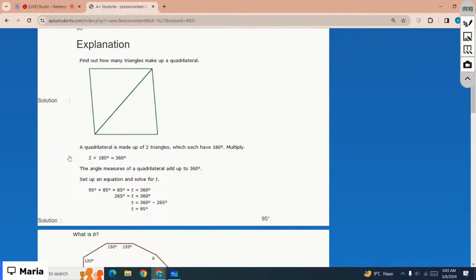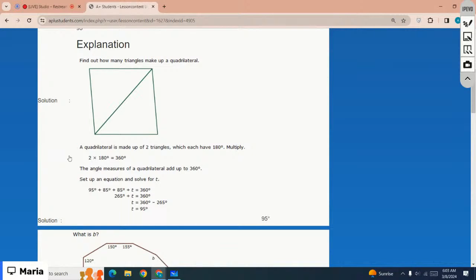You are given three of the angles: 95 degrees plus 85 degrees plus 85 degrees, and T you have to find. So just add these angles, the sum is 265, subtract 265 from the other side. So the answer is 95 degrees. That means the missing angle is 95 degrees. Got it?